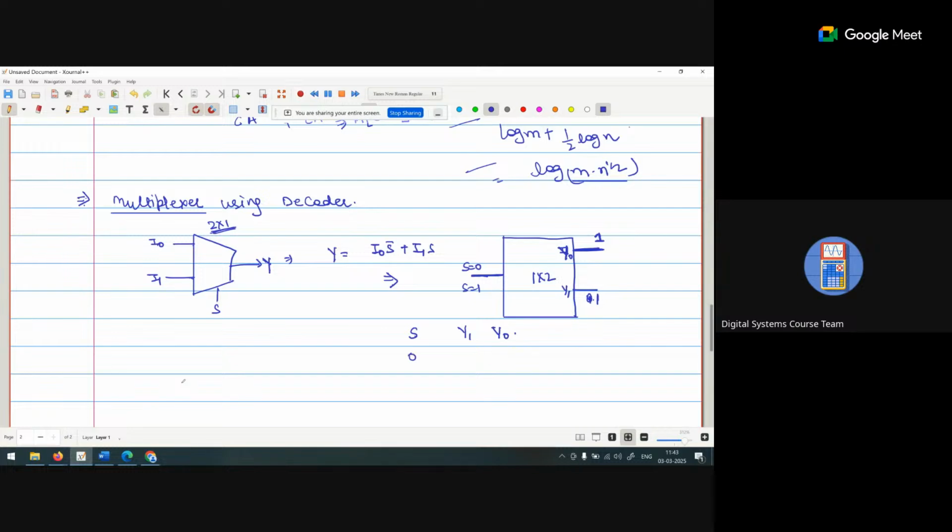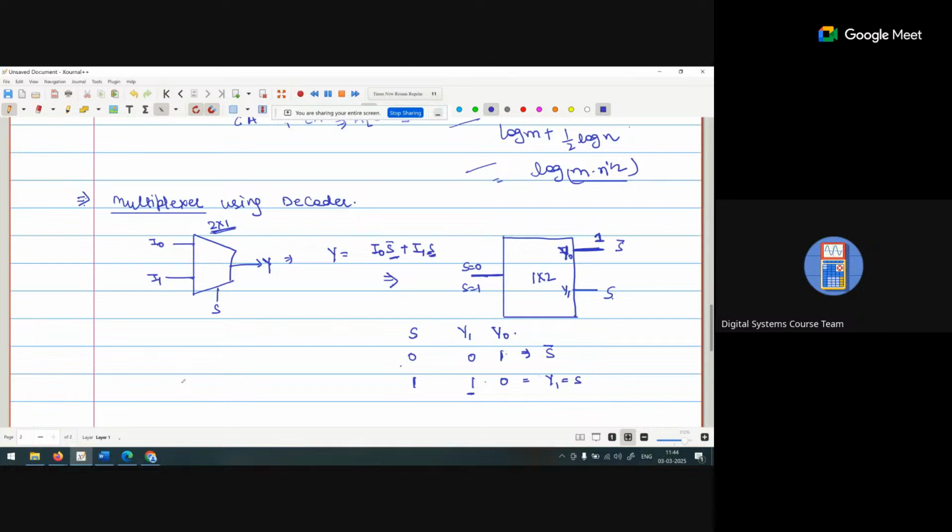So when S is 0, Y0 is 1, and when S is 1, Y0 is 0. Can I write the equation as: the value of Y0 is 1 when S is equal to 0, so it becomes S bar. For Y1, Y1 is nothing but S. So we are getting S bar and S.